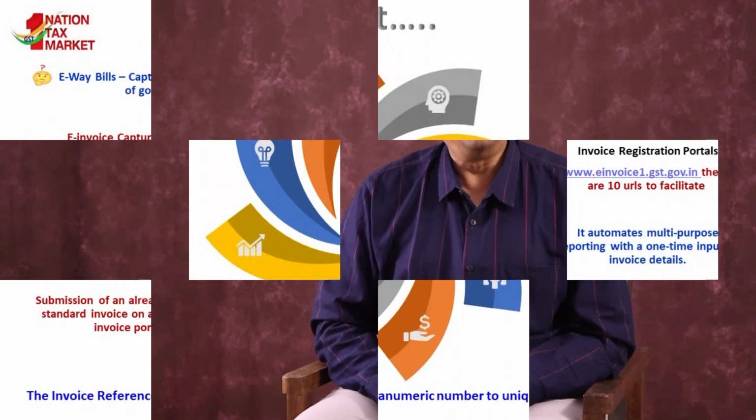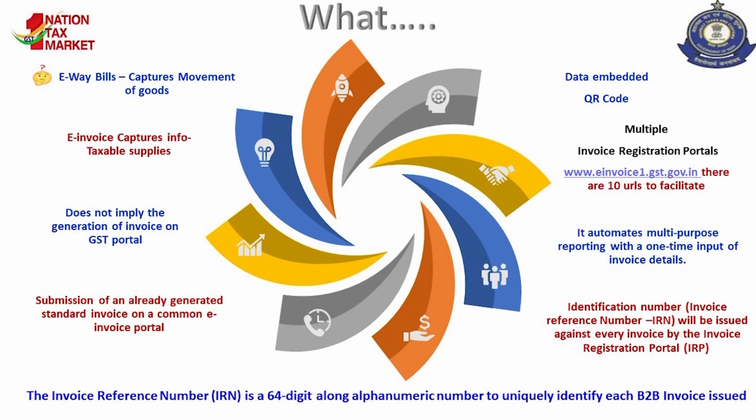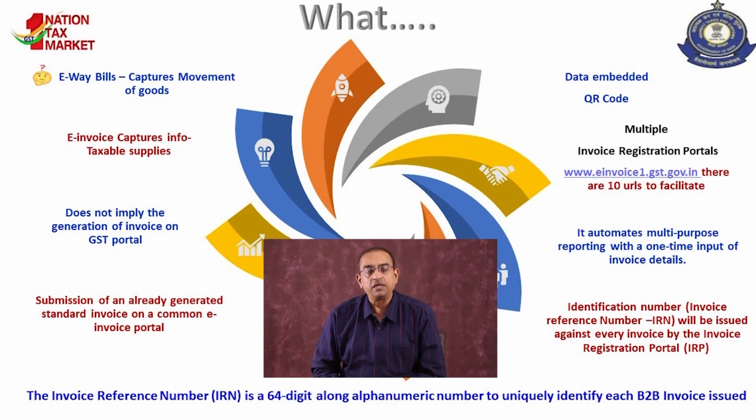transactions, not for all types of transactions. Just like eBill, which is used to capture the data with reference to movements of goods whose consignment value is more than 50,000 rupees, e-invoice captures all the information with reference to taxable supplies, with reference to goods and with reference to services. There are 10 dedicated portals that have been created exclusively for the purpose of generating e-invoice, and the details of the portal are available in the public domain.